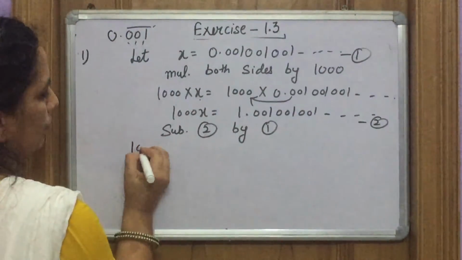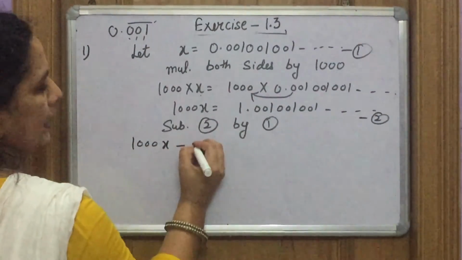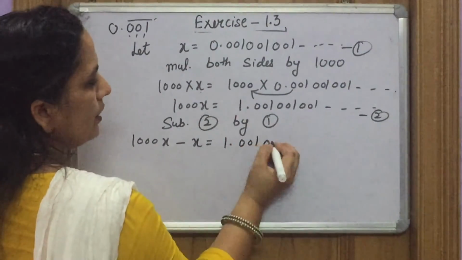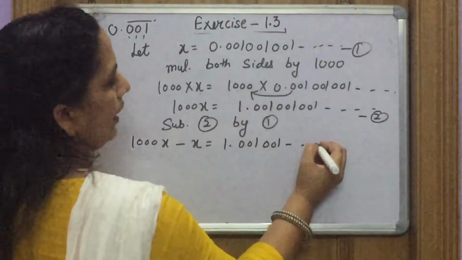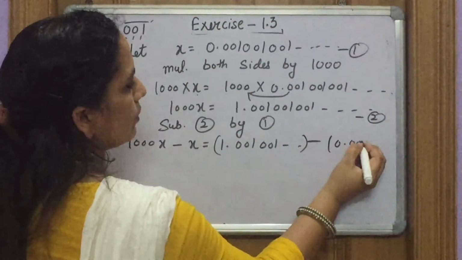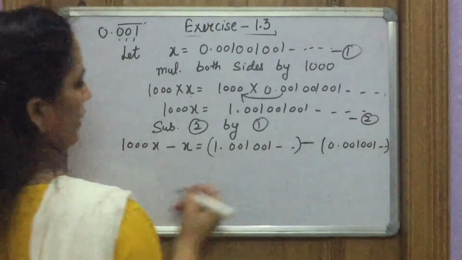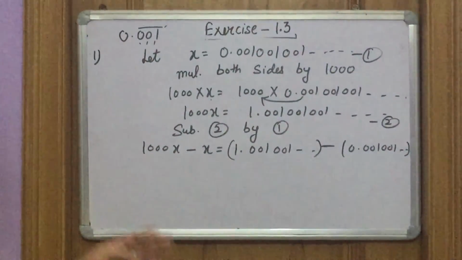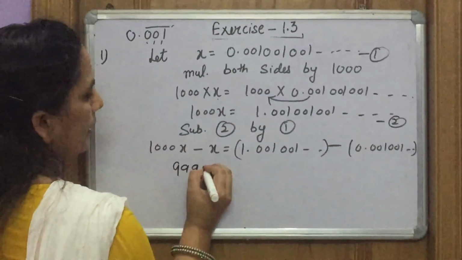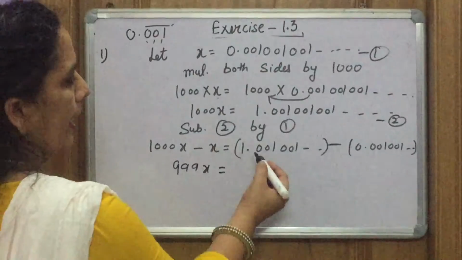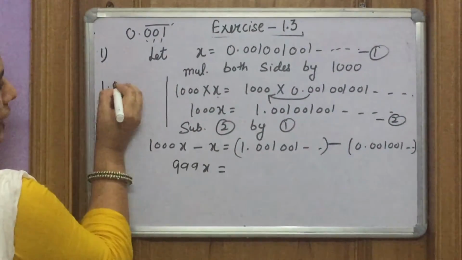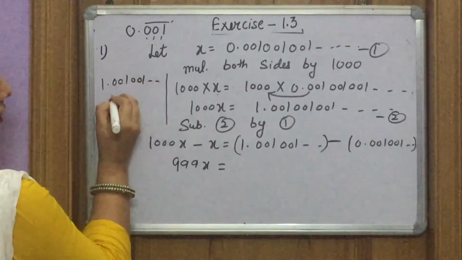In left hand side we have 1000x minus x and right hand side 1.001001 and subtract this number 0.001. In left hand side when we subtract 1000 minus 1 then we'll get 999 and in right hand side just do the calculation 1.001001.